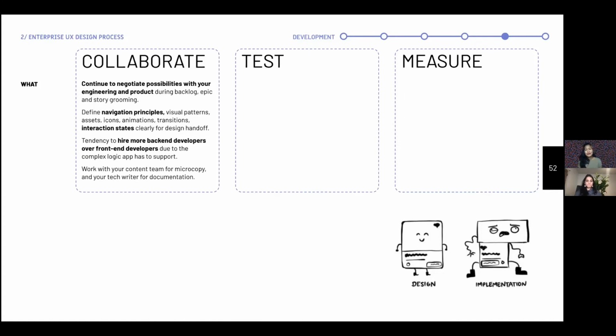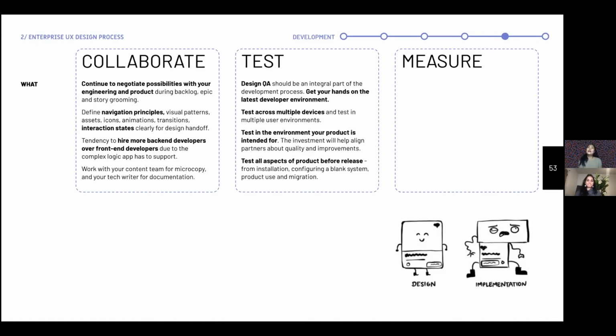Now, there's a lot more collaborations that you need apart from your immediate partners, which is your product engineering. That will be your tech writer, because you need to make sure that your users understand how to use or configure the product if they run into any issues. You're going to have to work with the content team for microcopy, because there will definitely be a lot of chances where you're going to have to translate the term that you're using for a button into different languages. So just keep that in mind.